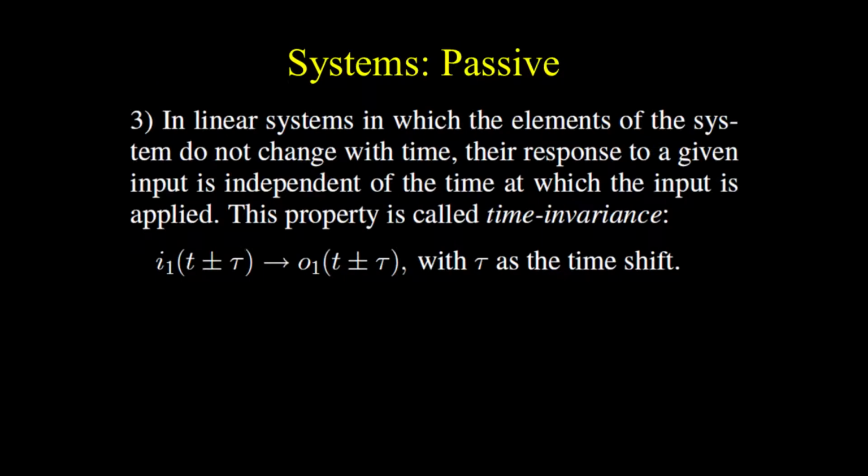In linear systems in which the elements of the system do not change with time, their response to a given input is independent of the time at which the input is applied. This property is called time invariance.